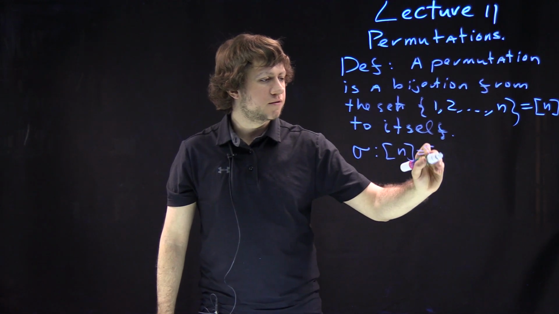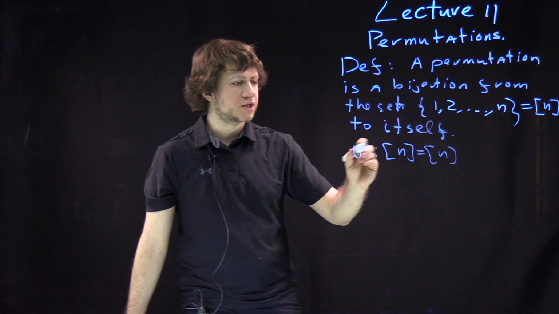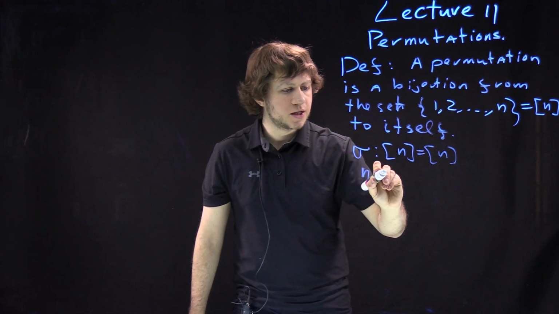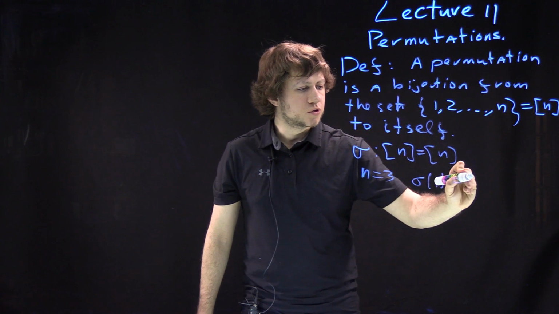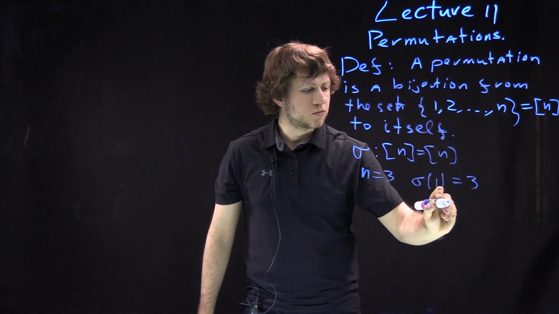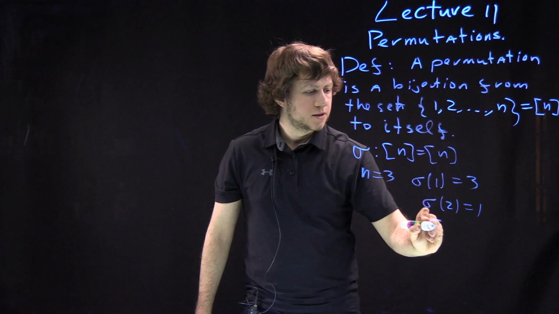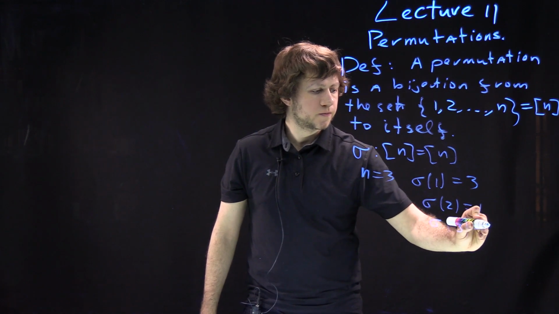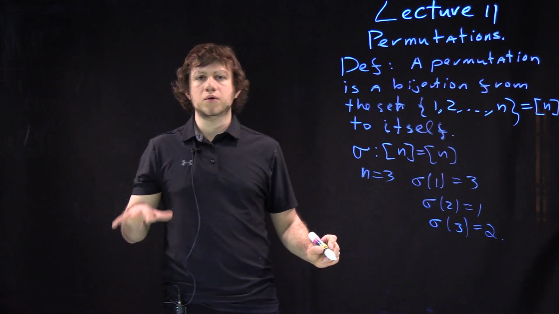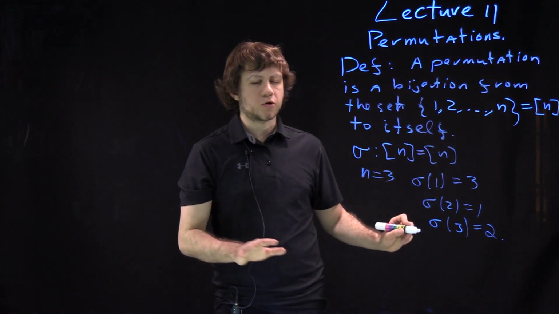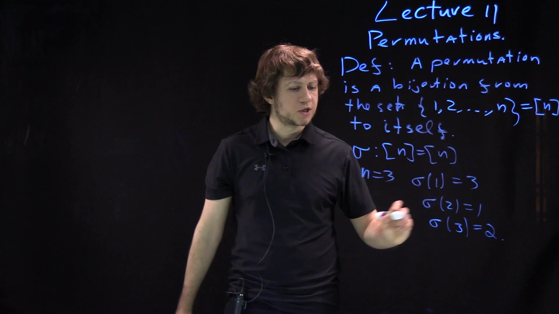And of course it's enough to say what goes where. So for instance, if n equals 3, then a typical permutation is something like sigma of 1 equals 3, sigma of 2 equals 1, sigma of 3 equals 2. There are two, or actually more, but we will talk about two convenient ways to denote permutations.